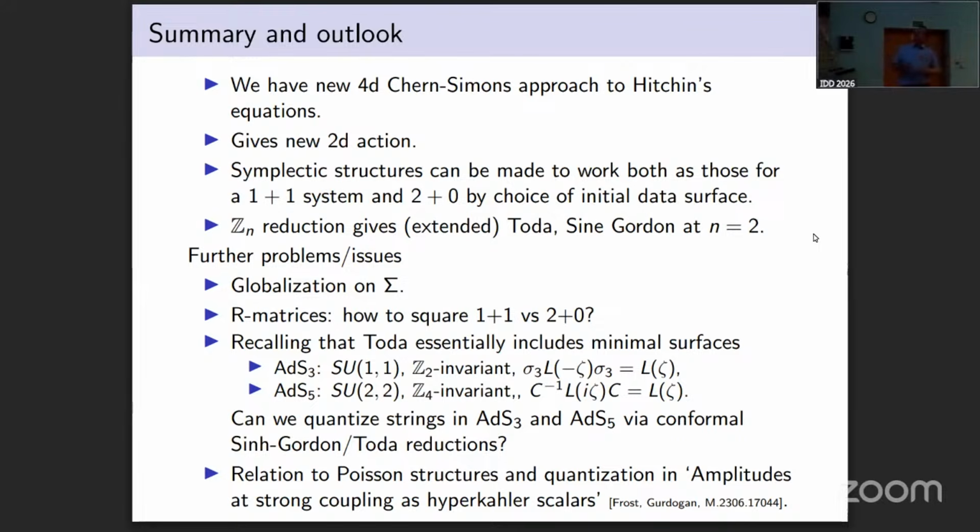And rather surprisingly, it gives rise to a new 2-dimensional action. What's weird in this story is that the symplectic structure from 4D Chern-Simons gives rise to both something that works naturally as a 1+1 integrable system of differential equations, but also, in this 2+0 world, by a different choice of initial surface. And one can do reality checks, for at least the integrable field theory aspects of all of this, by symmetry reduction to Toda and sine-Gordon.